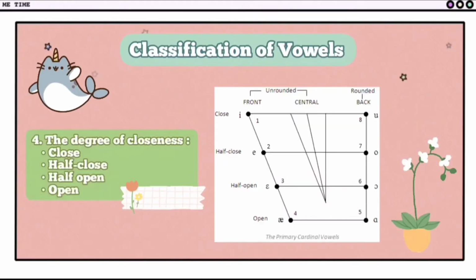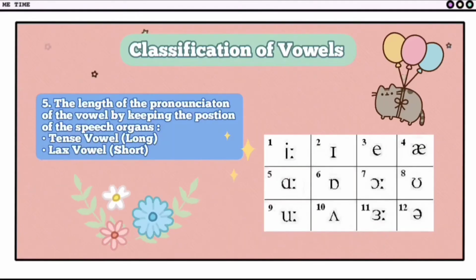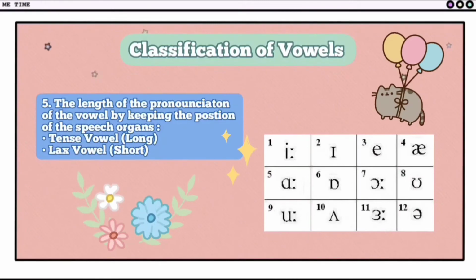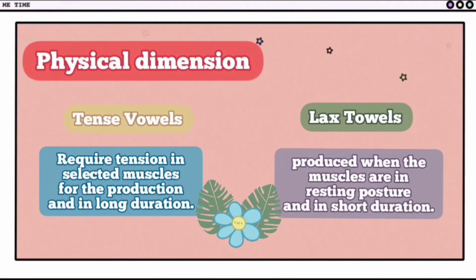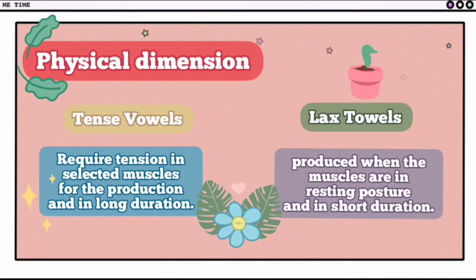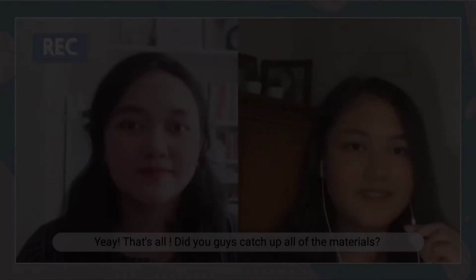The fourth is the degree of closeness. It can be closed, half open, and open. The last classification is the length of the pronunciation. It can be tense vowel and lax vowel. Remember, long and short vowels are determined by the jaw. The jaw must be tense. So remember, tense vowels require tension in selected muscles and long duration, and lax vowels are produced when the muscles are in resting posture and short duration.